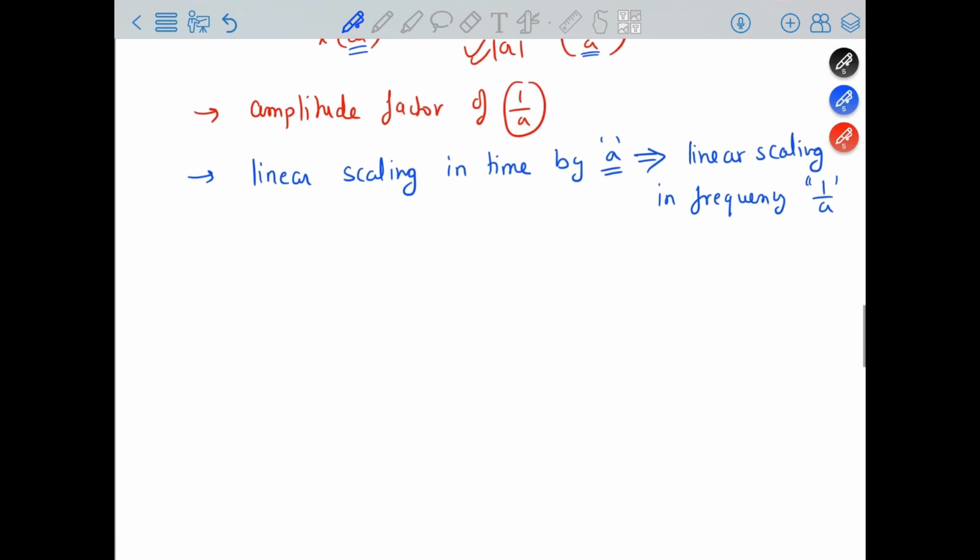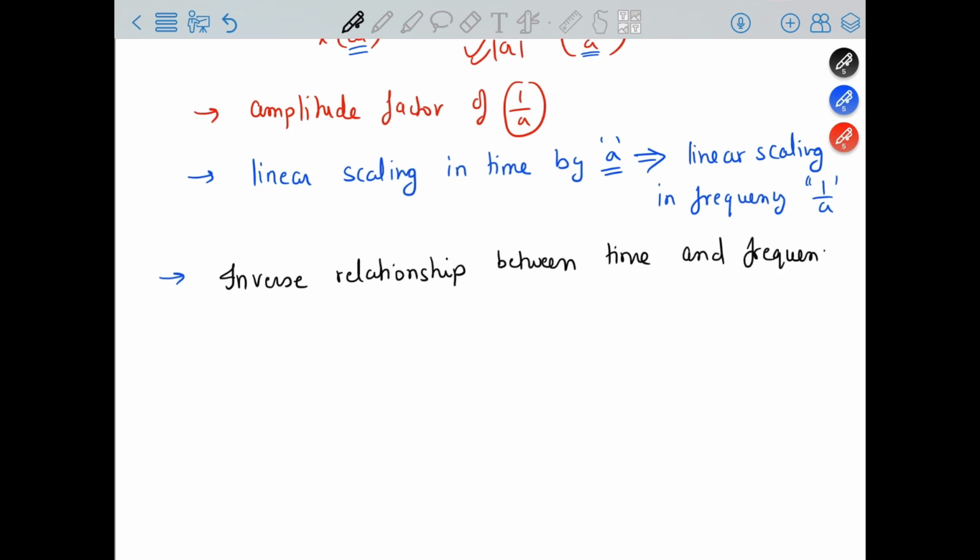Another inference from this property is that we have an inverse relationship between time and frequency, and that is quite obvious. A common example is that suppose we have a sinusoidal signal and we increase the period of that signal. What will happen? The frequency will decrease.